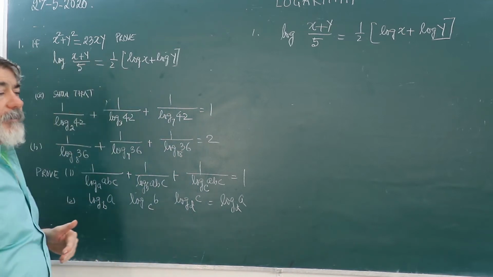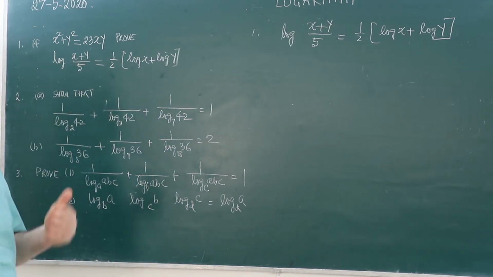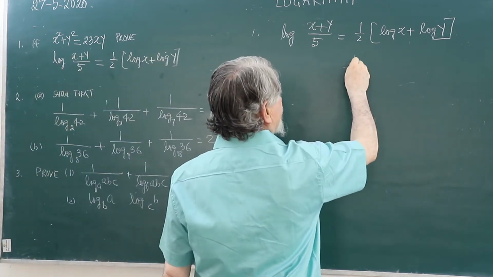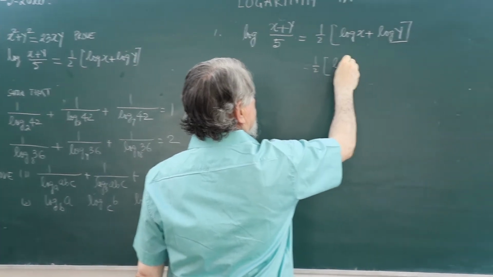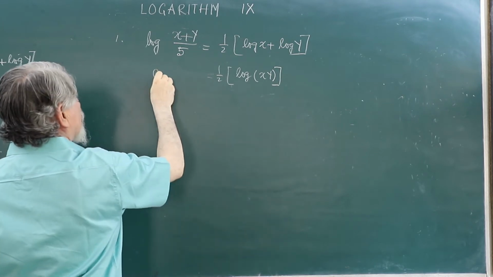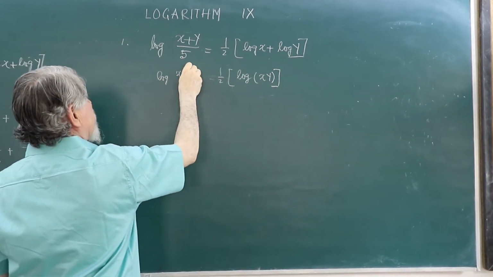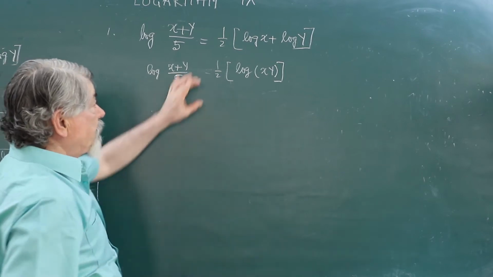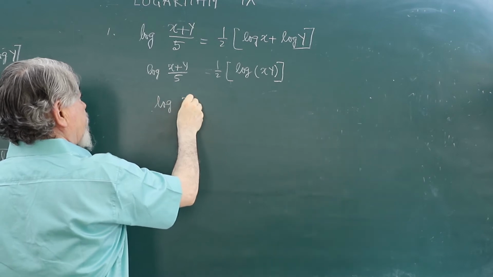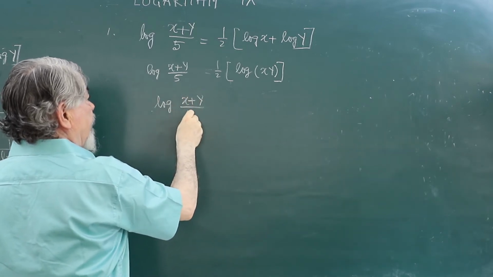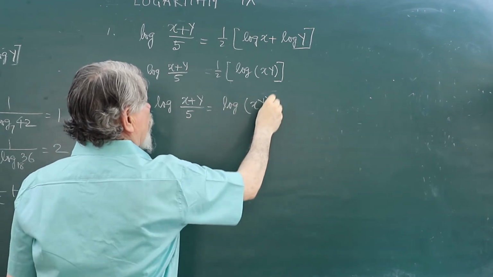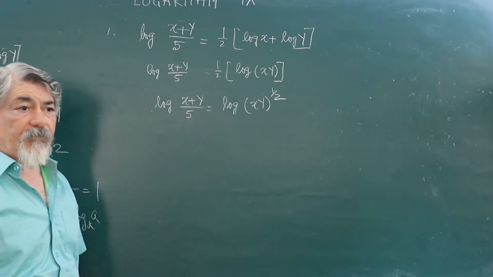Log x plus log y means log x into y. Log a plus log b is log a into b. So it will become half log xy, and this is log of (x plus y) upon 5. This power half can go up. Log of (x plus y) upon 5 will become log xy to the power 1 upon 2.